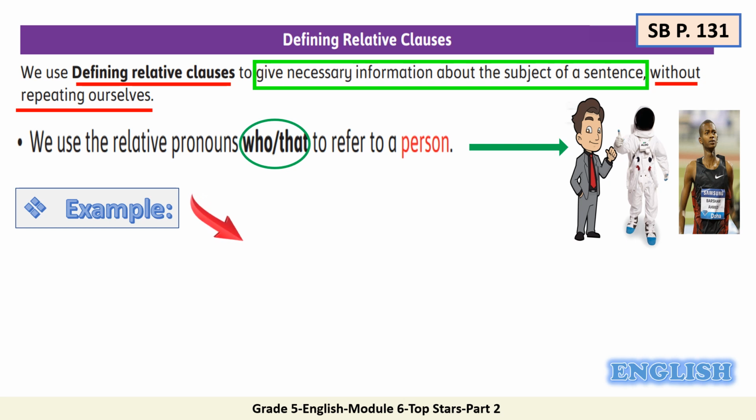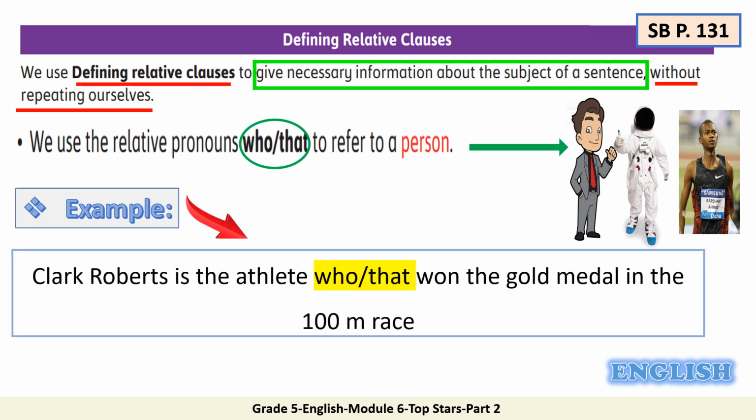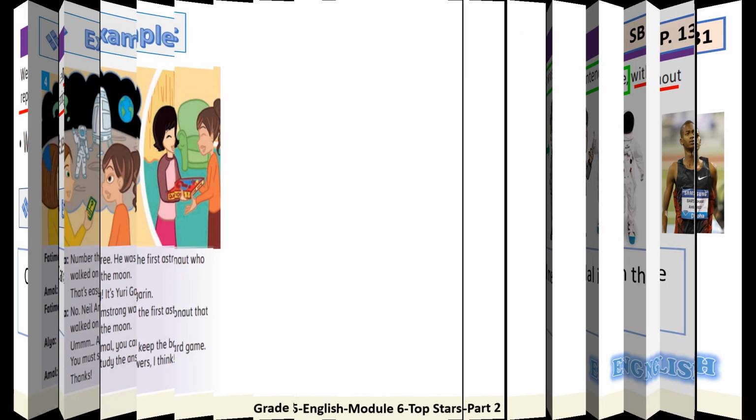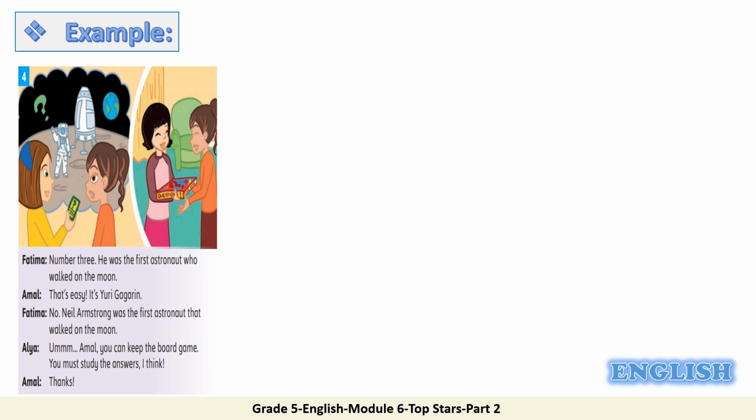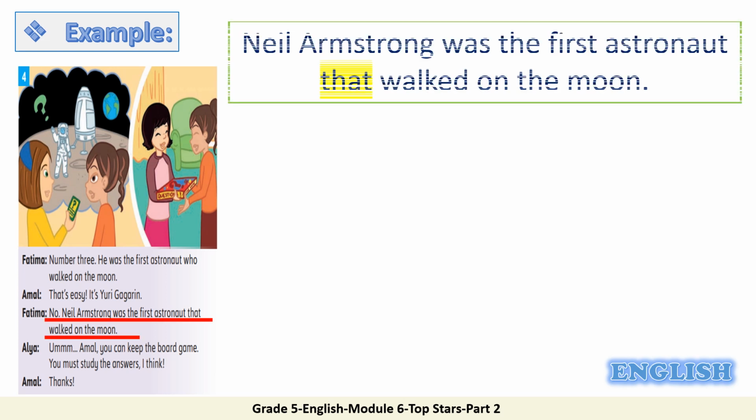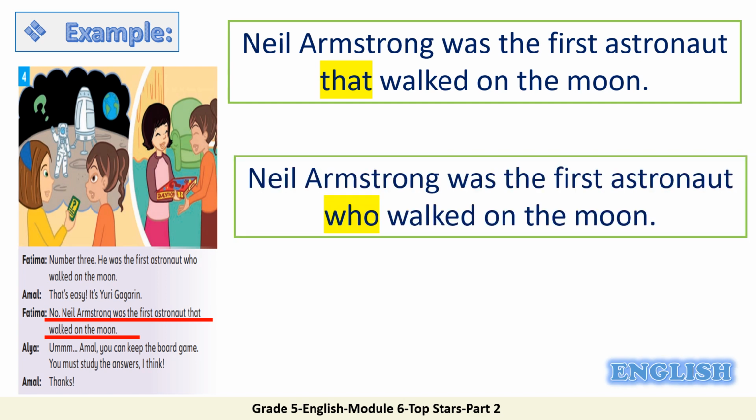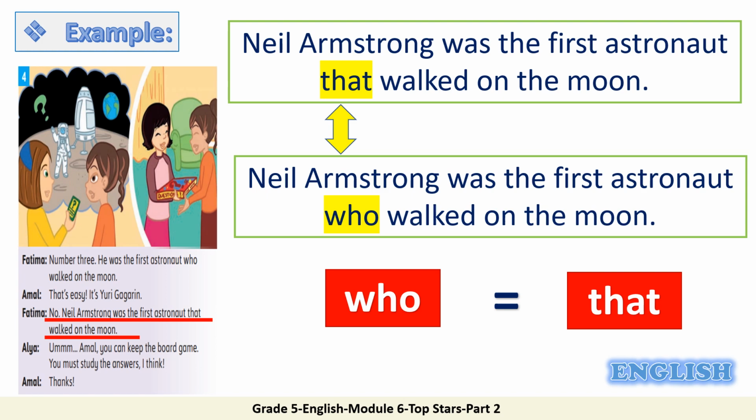Let's read together this example. Clark Roberts is the athlete who or that won the gold medal in the 100-meter race. Look how we give necessary information about Clark Roberts that has already been mentioned in a previous sentence without repeating the same words. To make it clear for you, let's take another example from your student book. Neil Armstrong was the first astronaut that walked on the moon. What if I replace the word that with the word who? Neil Armstrong was the first astronaut who walked on the moon. Look, they are the same. There is no difference between them. Who and that have the same meaning.